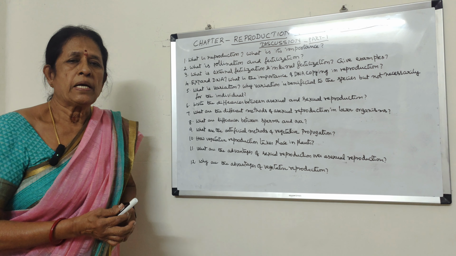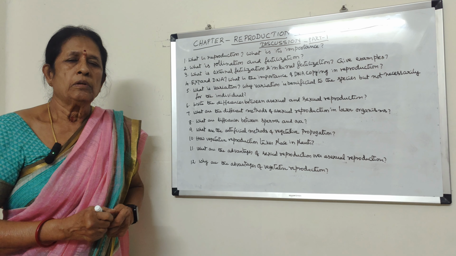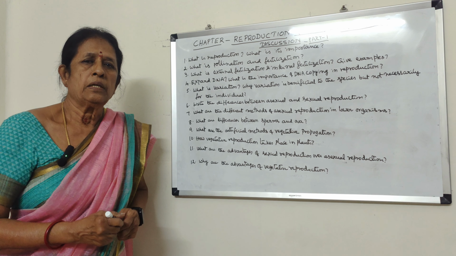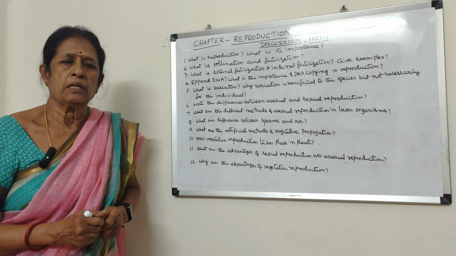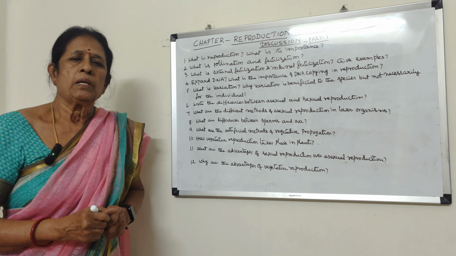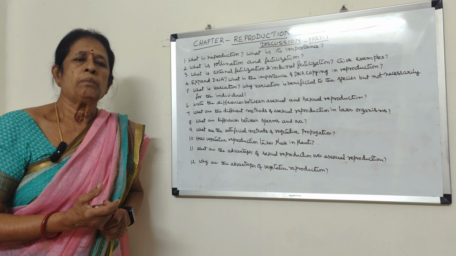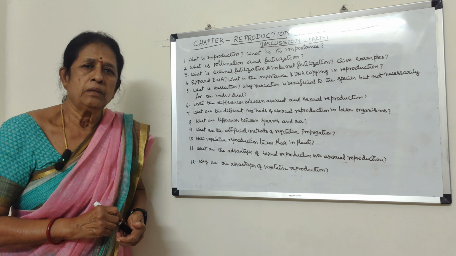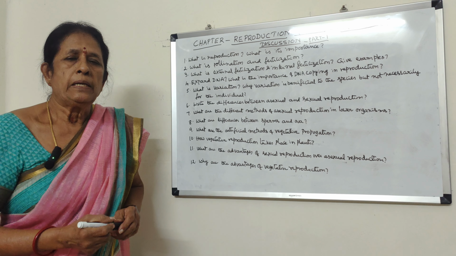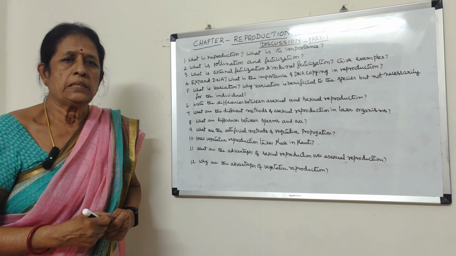The next one is fragmentation. Fragmentation means a bit, a piece. In organisms like Spirogyra, which has a filament-like, thread-like structure, the filament breaks at a certain point, and the broken filament develops and grows independently. That is called fragmentation.